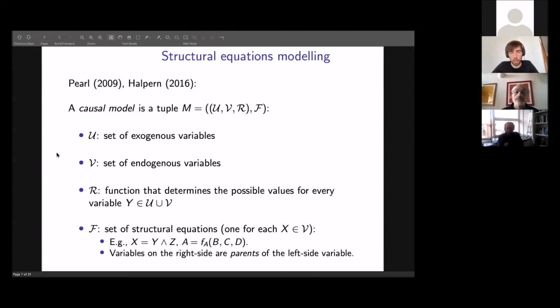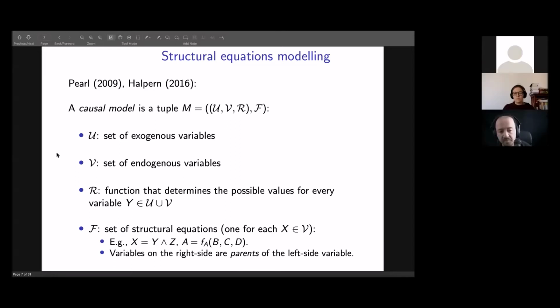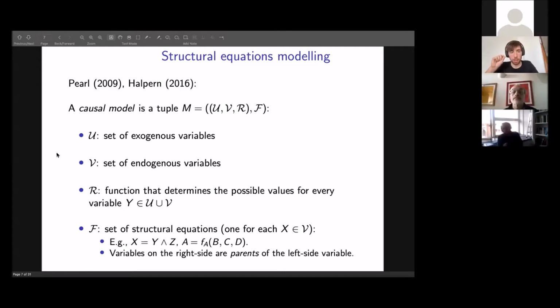R is simply a function that determines the possible values. So it represents the range of all the variables, which values they can take on. And then the last element is the most important, that is F, the set of structural equations. So each endogenous variable has one equation which tells you entirely how the value of that variable is determined by all the other variables. And in particular, this equation is asymmetric. So the right side determines the left side, right? So here's an example, X equals Y and Z. So, assuming that we have Boolean variables, this simply states that Y and Z together are the parents of X, so that their values determine X, but not the other way around. And the fact that it's not the other way around, I'll make it precise in a second. But that's the causal part, that there's this asymmetry.